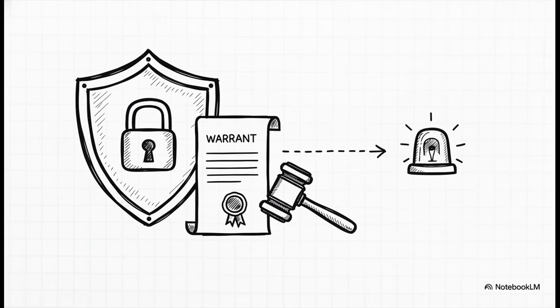So, what was their solution? Simple. The default position should always be privacy first. The police should have to get a warrant from a judge, just like they would if they wanted to search your house. The only exception? Truly urgent life or death situations, like an imminent threat.